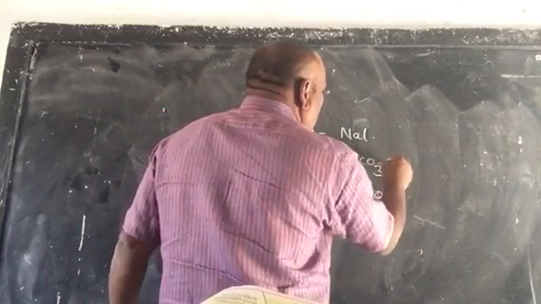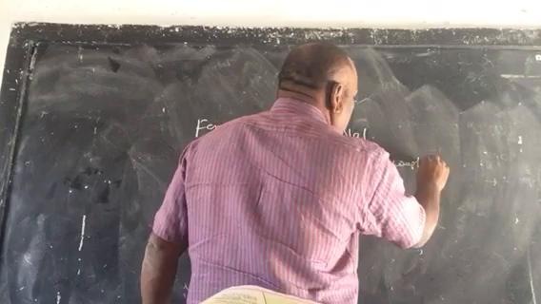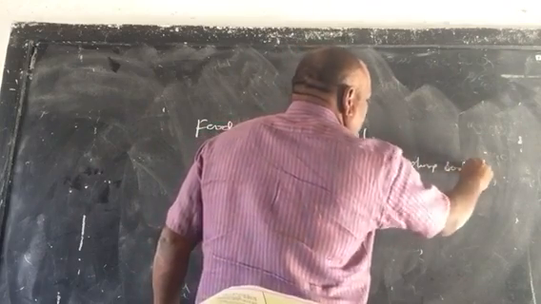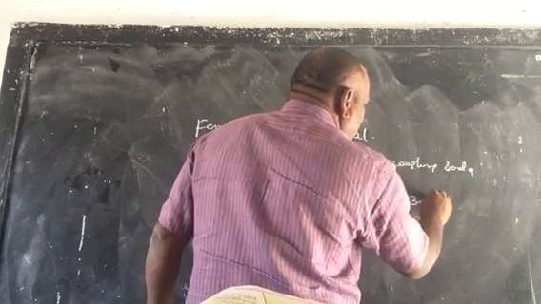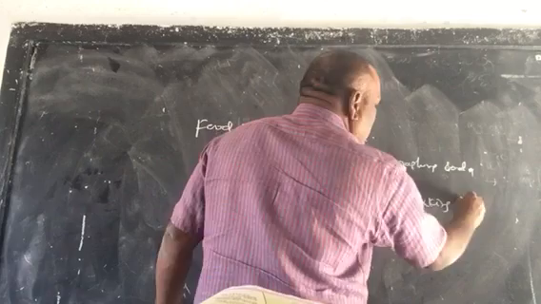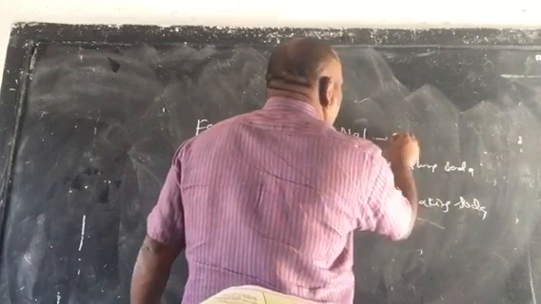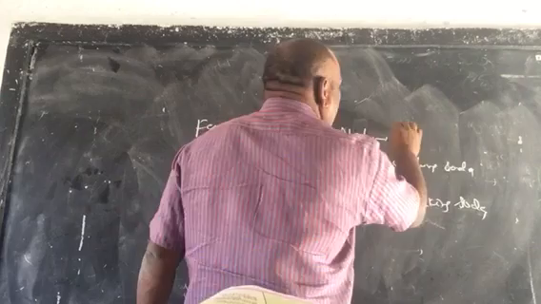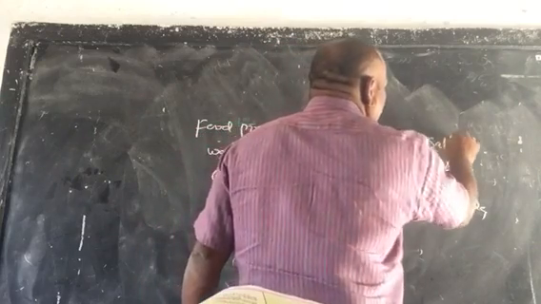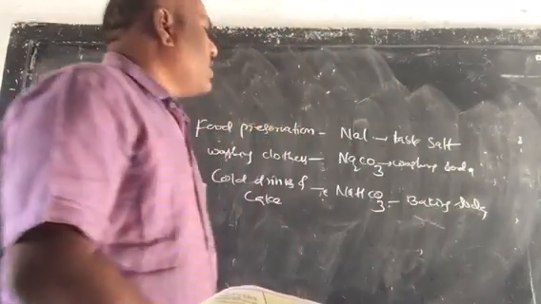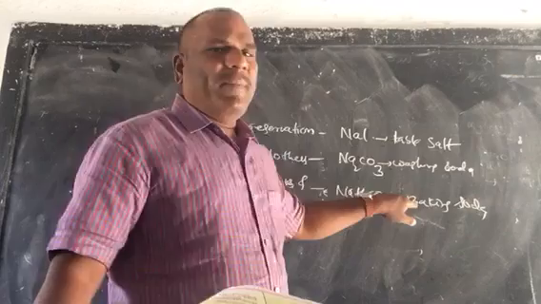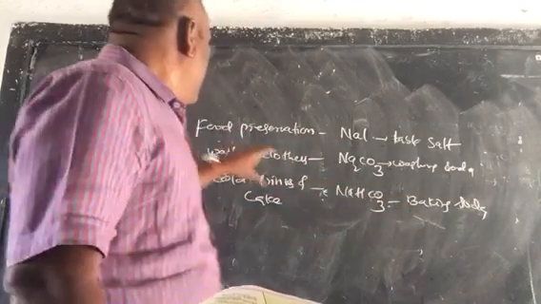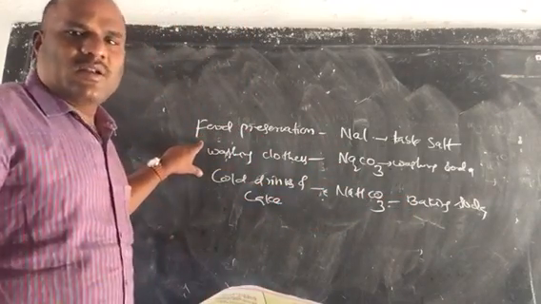So this is washing soda, sodium carbonate, this is baking soda, sodium bicarbonate, and this is common salt. Common salt is also called table salt. So washing soda, baking soda and common salt are the uses of salts, children.